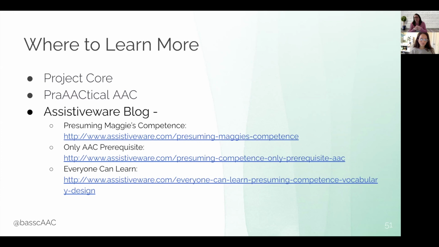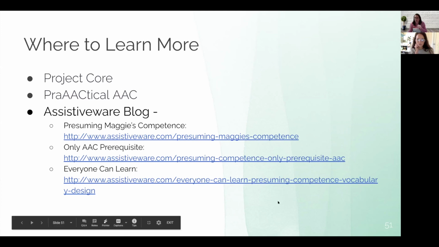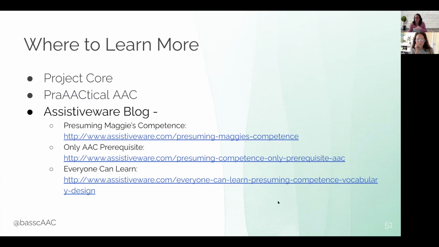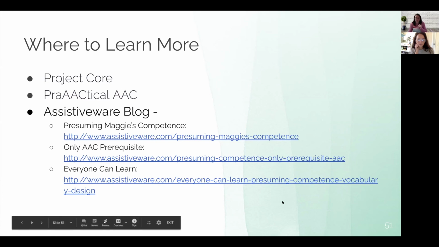And then the AssistiveWare blog has some great blogs as well. One of them is from Aaron Sheldon, who Maggie and I absolutely love, about presuming competence. The only prerequisite to AAC is that everyone can learn. So those are some good ones. They're usually short reads, like 6 minutes. They tell you at the top of the blog how long it will take you to read, so they're usually pretty short as well.